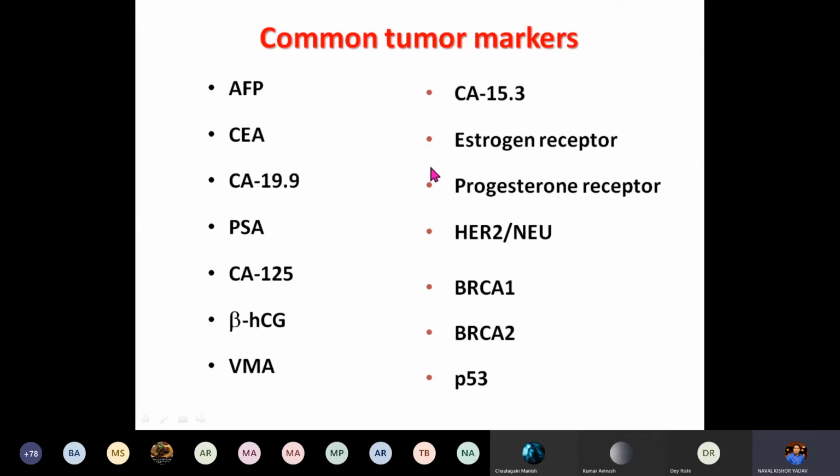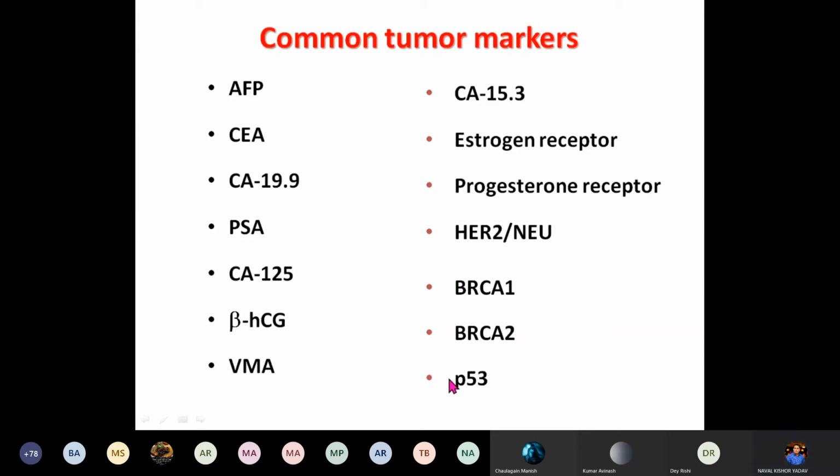So you can see some common tumor markers which we get in the different laboratories, like alpha fetoprotein, CA19.9, PSA, CA125, beta HCG, okay, PMA. So these all act as tumor markers, like CA15.3, and these are the receptors which also act as tumor markers. Okay, so these are common tumor markers, but these are not performed in our setup. In Manipal, all this is not performed.